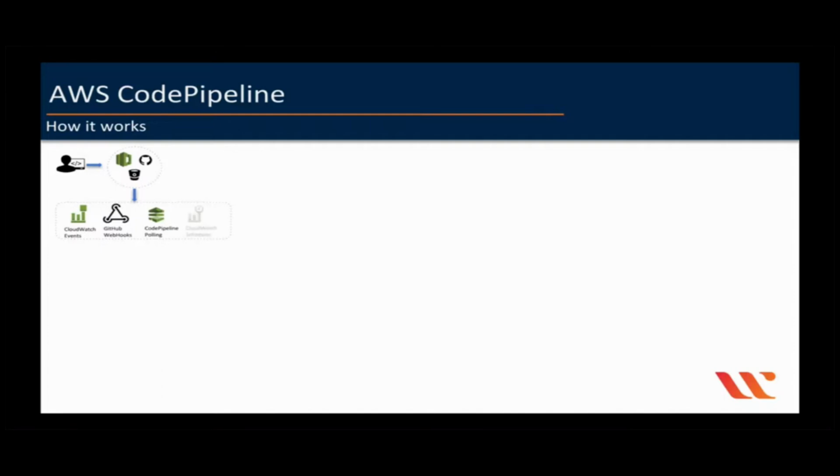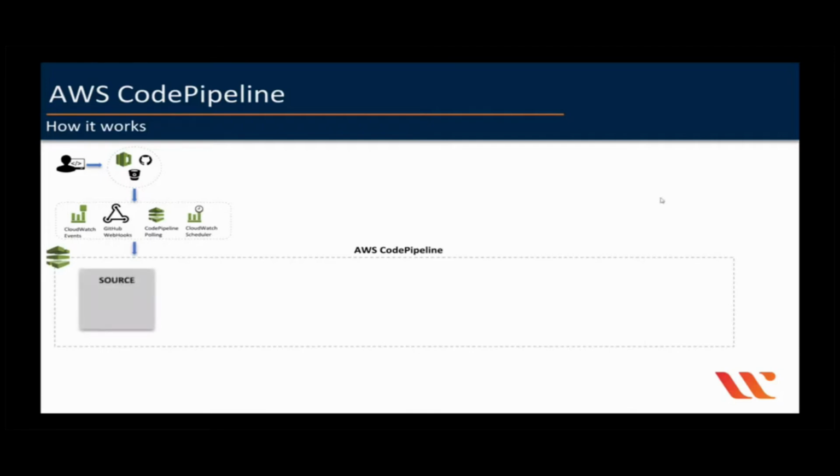Or you can simply use CloudWatch Scheduler, which can trigger the code pipeline based on a certain frequency, let's say once an hour or once every 30 minutes, etc. So once the code pipeline has been triggered by any of these events, it starts executing the workflow in a sequence of stages. Let's say we have a source stage wherein we have to provide one or more actions.